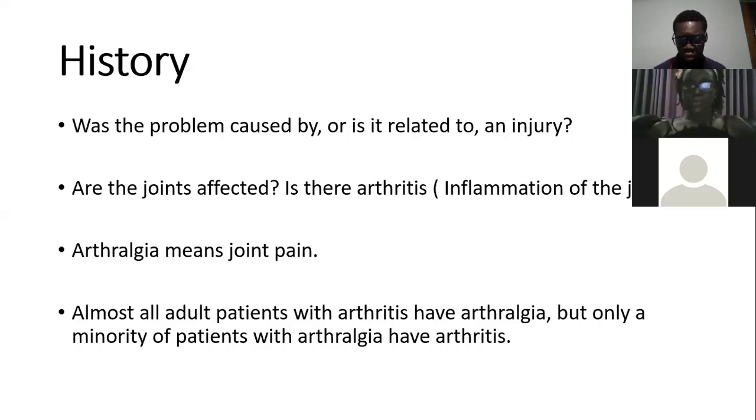Yes, madam. Okay. So I was saying that there is a difference between arthritis and arthralgia. When you say arthralgia, it means pain in the joint. Arthritis is inflammation. So every time you have arthritis, there's also arthralgia.